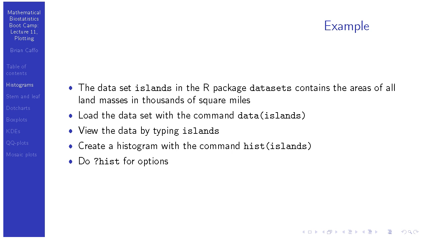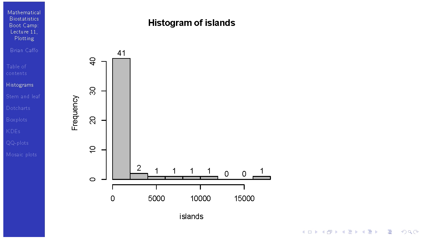The dataset islands in R is a package that contains the areas of all land masses in thousands of square miles. So you can just load it into R by typing data islands. And you can view the data by typing islands, and it'll just show you the list of numbers. We can create a histogram with the command hist of islands. If you just do ?hist, it'll give you the options for the command hist, which includes things like bin lengths and how you break up the histograms. So here in this picture, we see that we had 41 islands that had this range of area.